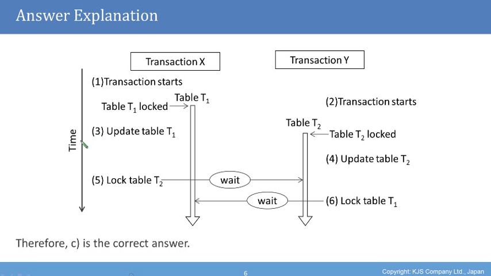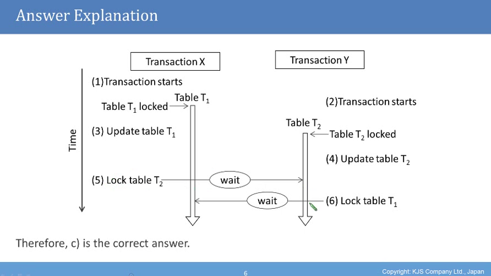Again, with the time axis running downwards, we have transaction X and transaction Y. Firstly, transaction X starts and table T1 is locked. For transaction Y, table T2 is locked, and when transaction X updates table T1, table T2 is locked and transaction Y updates table T2. At this point, table T2 is locked and it goes into waiting mode. And the next thing that happens is transaction Y goes into waiting mode.